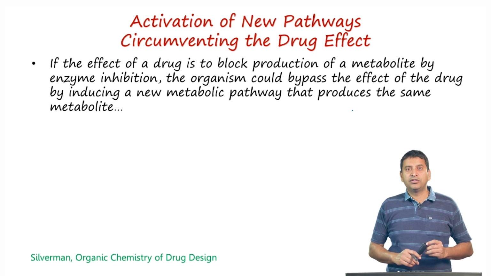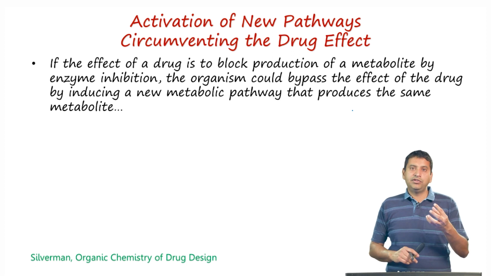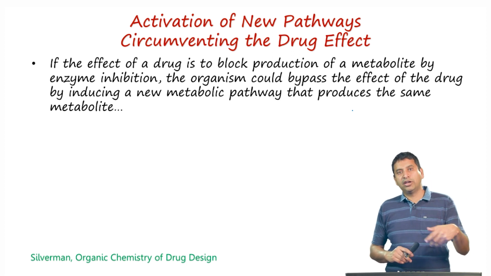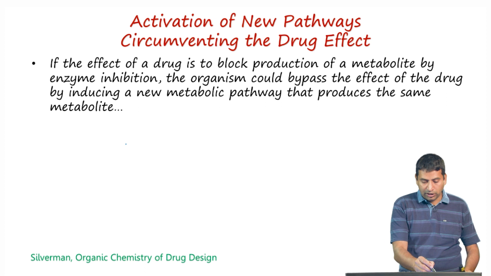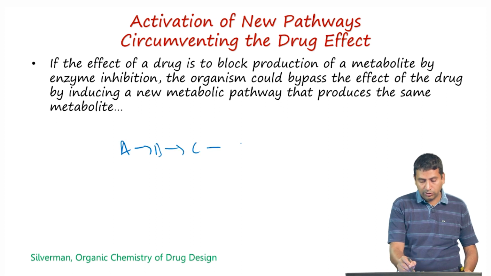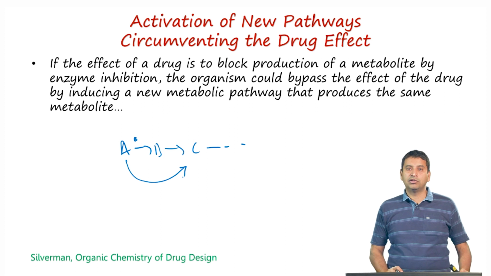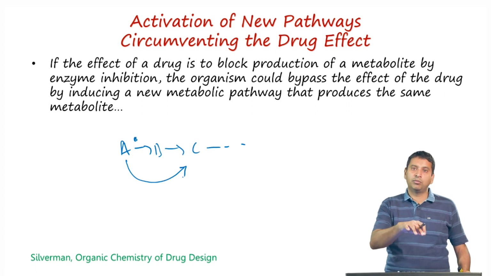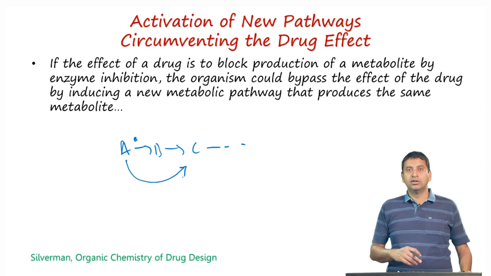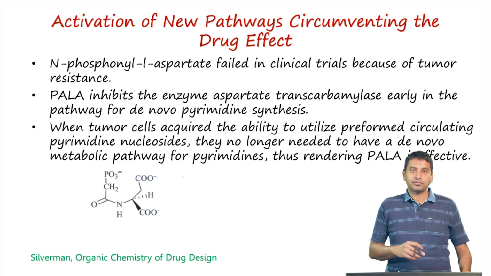Another major way in which resistance can occur is activation of new pathways that circumvent the drug effect. What this means is that if the drug is affecting a particular enzyme, then the organism could bypass this effect of the drug by inducing a new metabolic pathway. Let us say you have A going to B, going to C, and so on, and now if you inhibit this enzyme here, then it is possible that the organism bypasses this enzyme and finds a different way to carry out the same metabolic transformation.